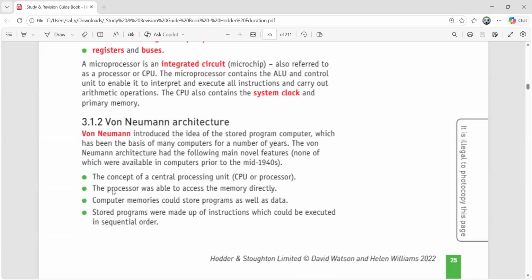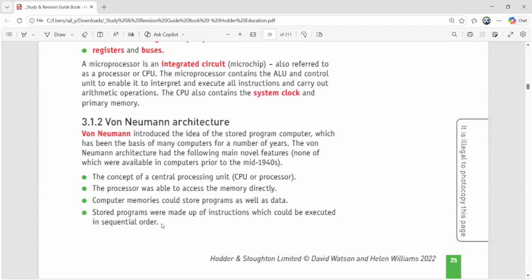So he proposed the concept of a CPU, or you can say processor. The processor will be able to access the memory, similar to how the human body works. Memories are able to store programs as well as data. Now, be clear, programs are like Adobe Photoshop, just to give an idea. Python is a program. And when you are writing something in that program, that is data.